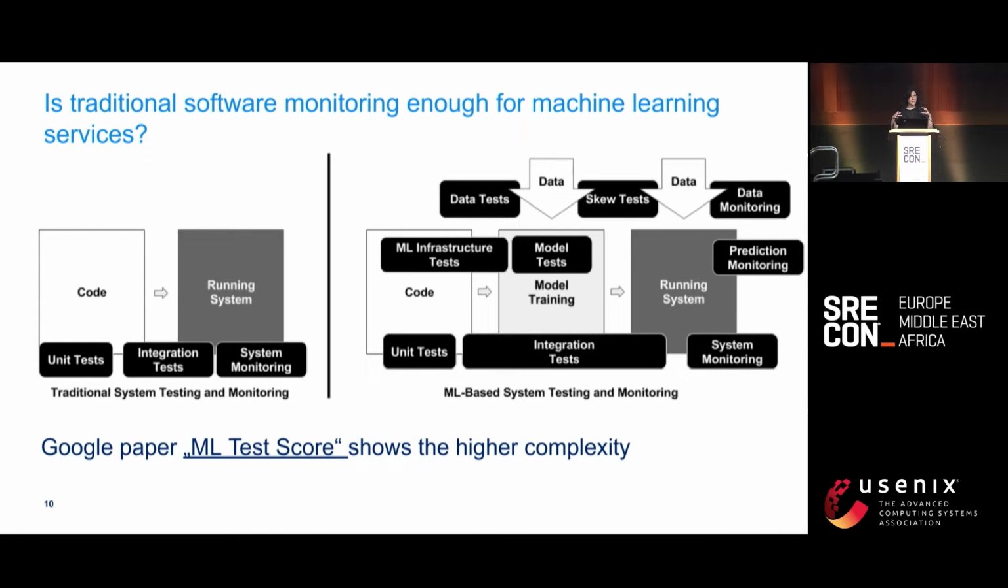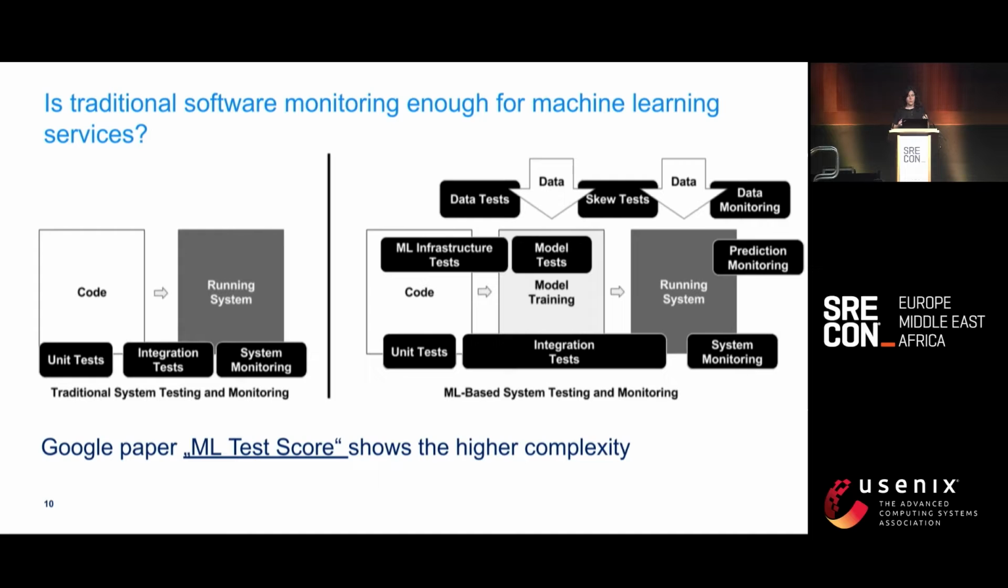And now the question is, is this enough if you have a machine learning stack? On the left side, you see a classic stack, you have unit tests, integration tests, you have system monitoring. And on the right-hand side, you see a machine learning application, which has additional complexity. You have the machine learning infrastructure that trains the model. You have the model itself that is trained and redeployed. You have the training data, then the data in production, which can diverge from each other if they are not coming from the same data source, which is often the case. And then you have the predictions. So it's a bit more complex.